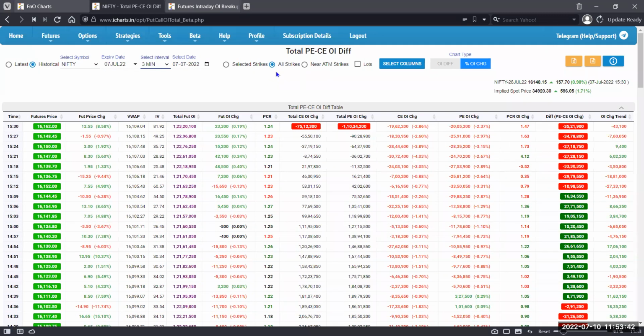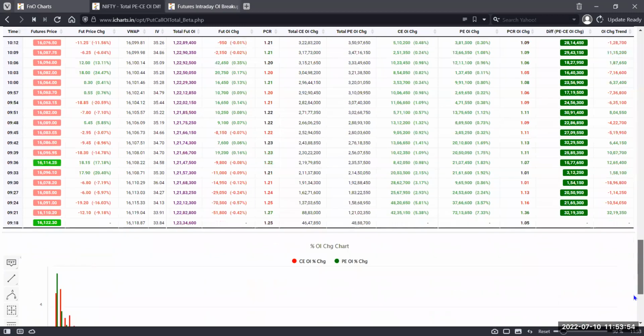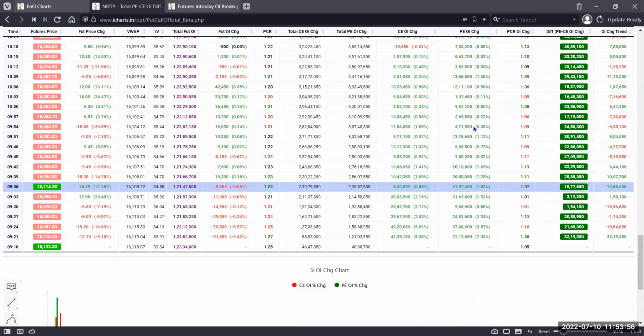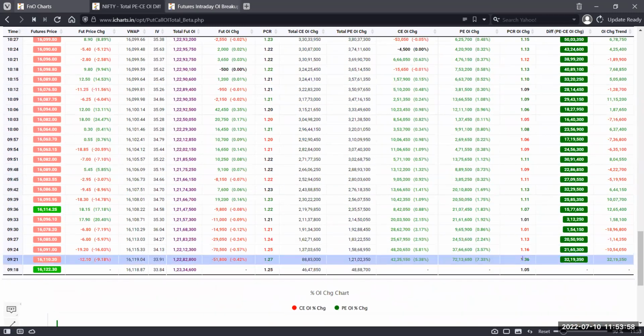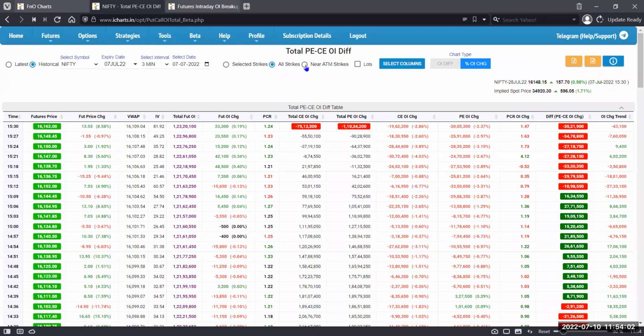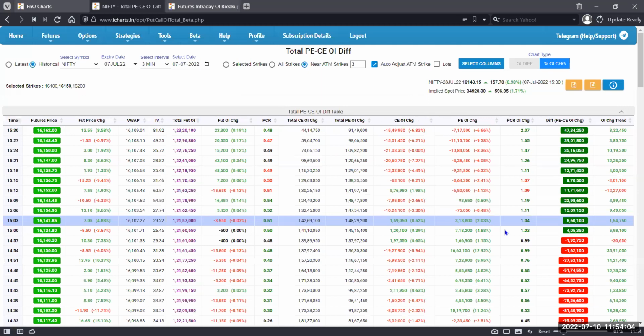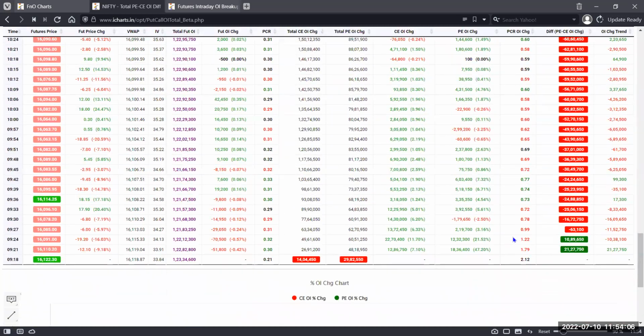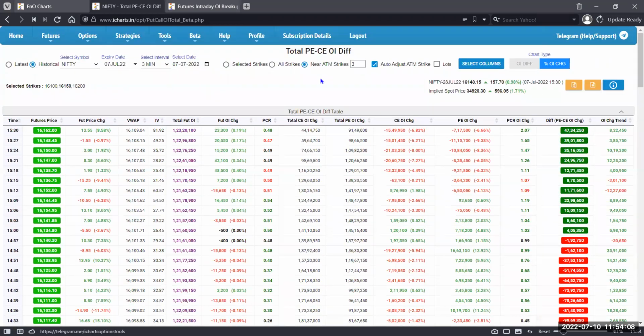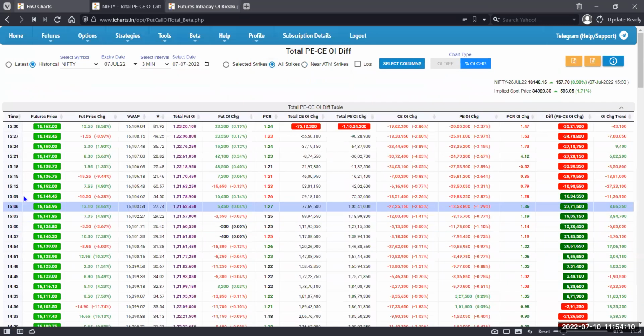Then have you selected all strikes here? No, actually, I am selecting near ATM strikes. Near ATM is going to be totally different analysis. We are talking only about all strikes, because then you can analyze the overall market. Near ATM strike, how are we getting to know that this is a sideways market? So go to all strikes.